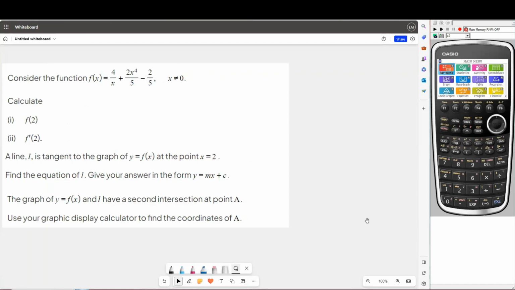Today we're going to be working on finding the equation of a tangent line. This is from the topic differentiation, and this is just one of the applications of derivatives. Derivatives can help you find slopes, and we use slopes to find the equation of a tangent line.